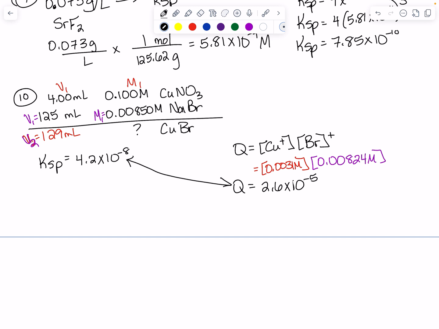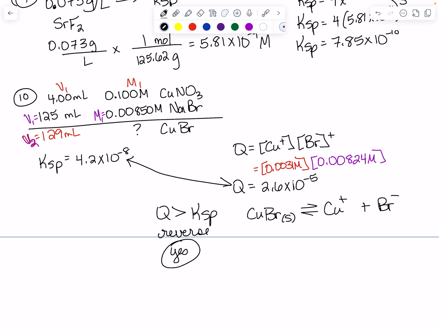Compare the KSP and the Q. Q is bigger. Since Q is bigger than the KSP, it means the reaction is going to move in reverse, which means, yes, a precipitate will form. Okay, so what reverse reaction are we talking about? We're talking about the KSP for CuBr. If you'll remember, or you can look at your KSP table, this is the KSP reaction. It's CuBr solid, makes copper and bromide. And see, if this reaction moves in reverse, it forms the precipitate, that's why the answer is yes.